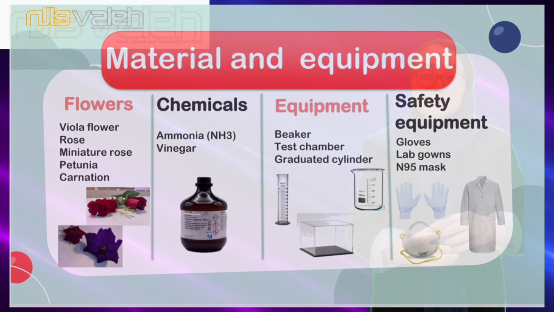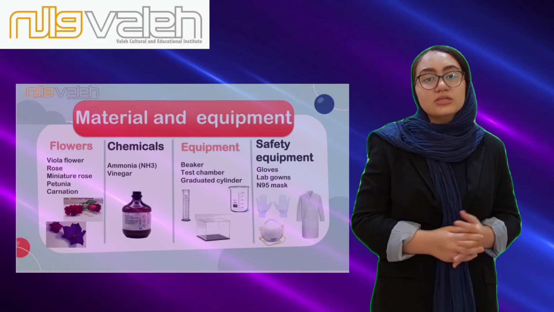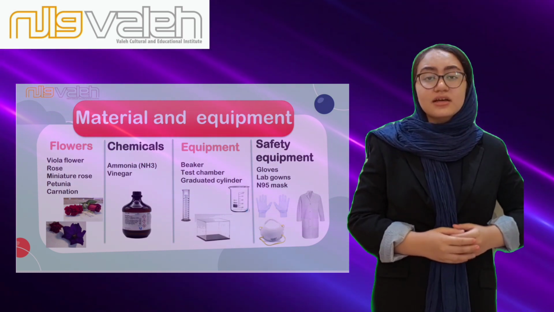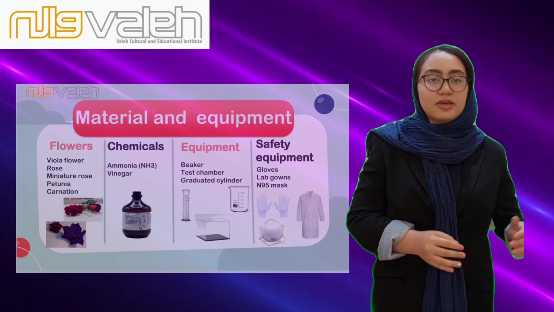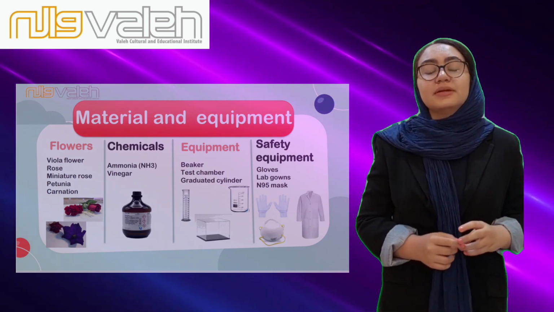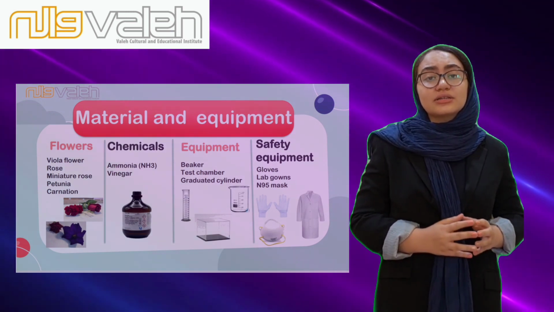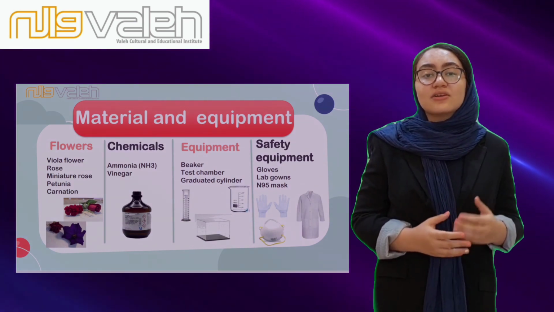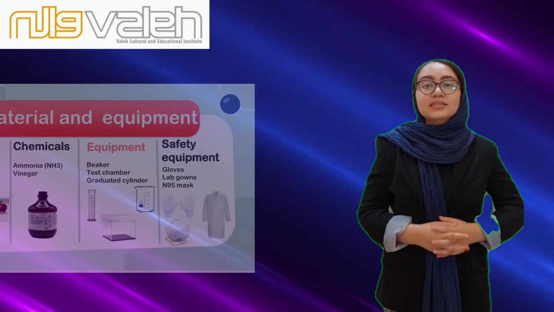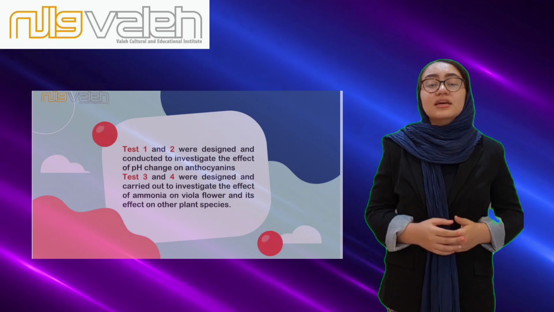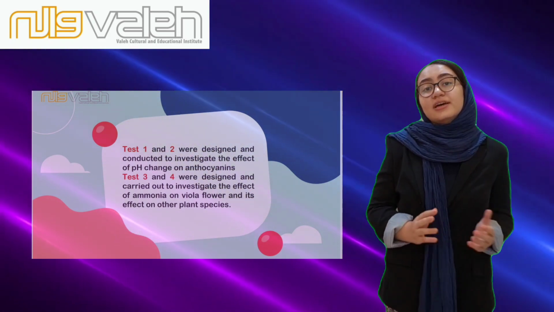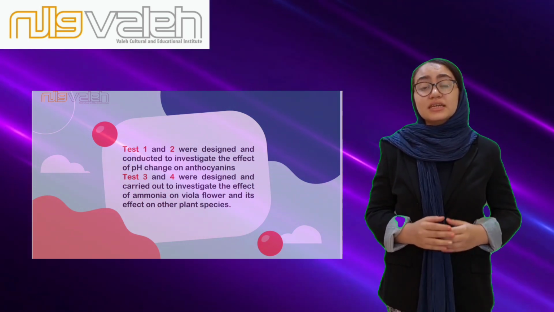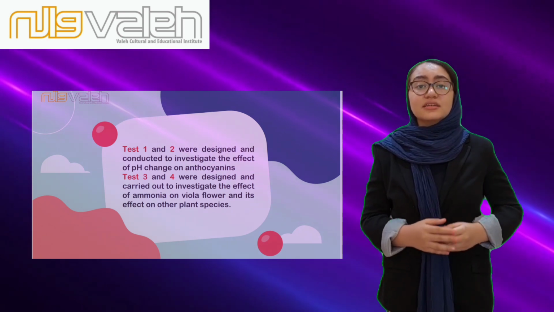At first, for our experiment, we have some materials and equipment. We use violet flower, rose, carnation, miniature rose, and petunia as our flowers, and we use ammonia and vinegar as our chemicals. We use a test chamber, beaker, and graduated cylinders as our equipment, and an N95 mask, laboratory gown, and gloves as our safety equipment. Tests 1 and 2 were designed and conducted to investigate the effect of pH change on anthocyanin, and tests 3 and 4 were designed and carried out to investigate the effect of ammonia on violet flowers and colored flowers of other plant species.